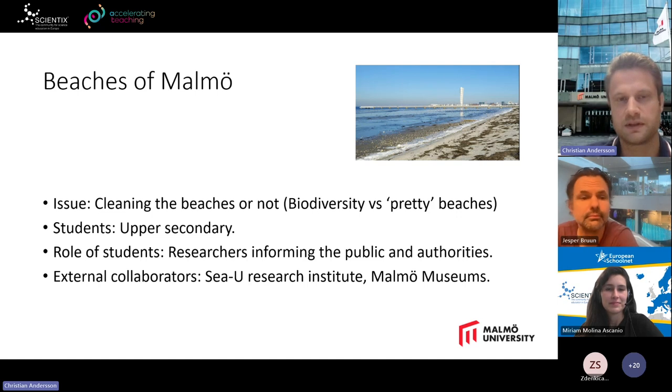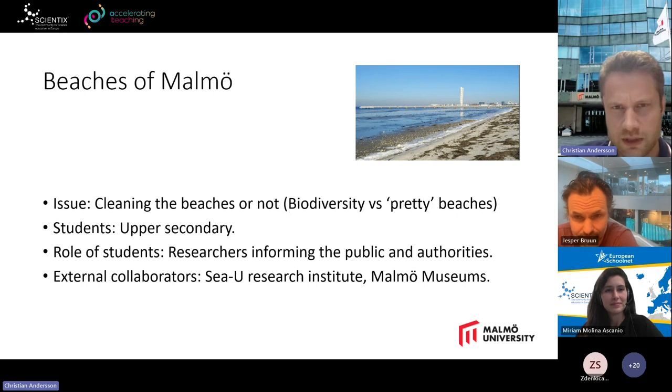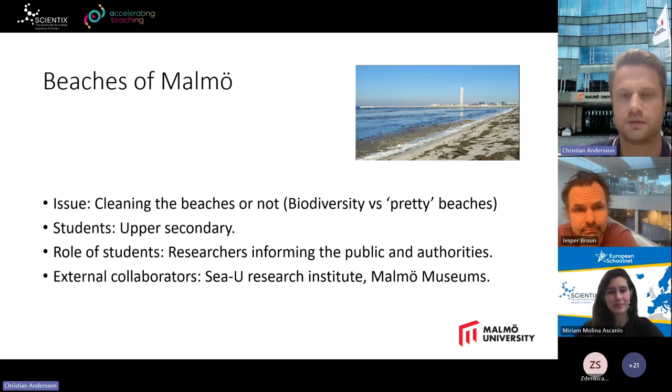So the first example is the beaches of Malmö. So this is the local city where I'm living and where I worked as a teacher. So the municipality cleans the beaches. So as you can see in the picture, the beaches are lovely, but there also are some dead seaweed on it. So the municipality removes that both on the shore and beneath the surface, and that has an impact on biodiversity because fish need the seaweed to hide in and to hatch eggs and so on.